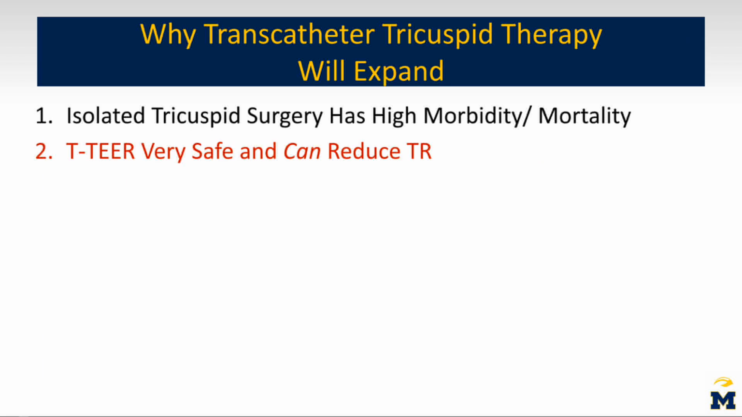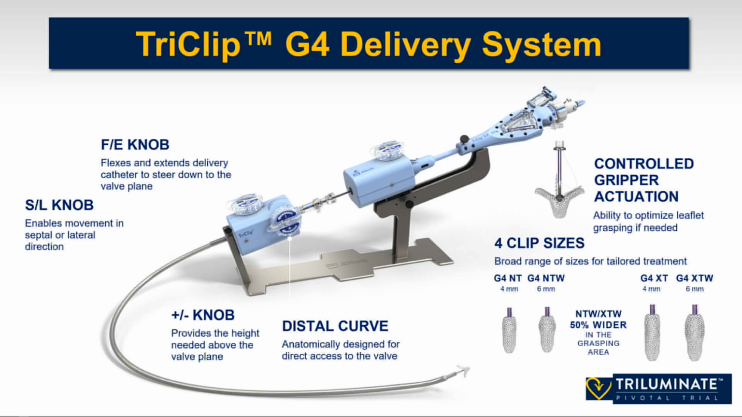Second point, as we talk about the transcatheter approaches, there are now 2 approaches that have been approved in the United States, and they are already in practice, many of them in Europe as well. Tricuspid TEER is very safe, and in many cases it can reduce tricuspid regurgitation. So I'm going to share just a little bit of data.